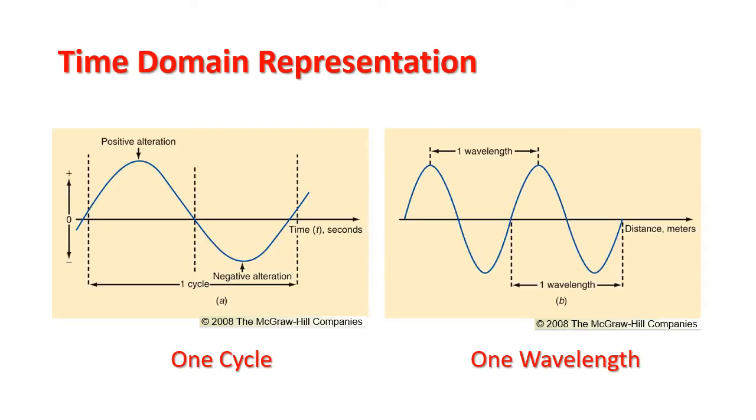We can represent the signal in the time domain. There are two examples of sinusoidal waveform. On the left side, there is one cycle of the waveform. There is a positive and negative alternation. One wavelength is measured between two peaks of a waveform, or between any two similar points of the waveform. In this representation, amplitude is measured against time. To view the time domain representation, an oscilloscope is used.